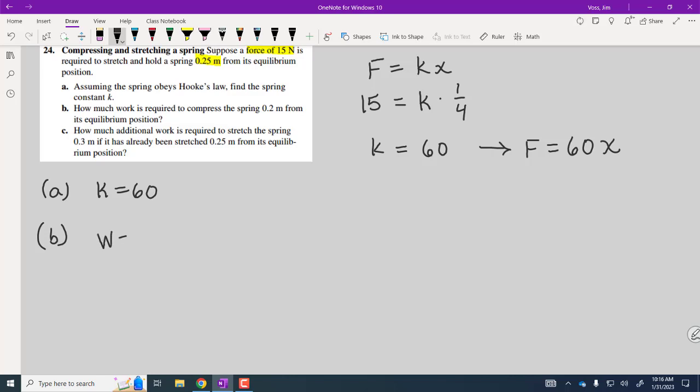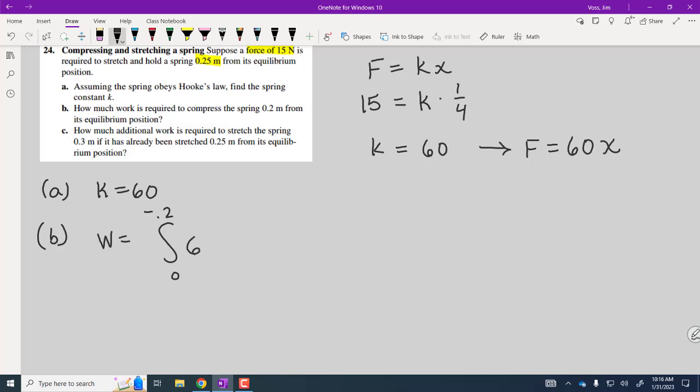So work equals, we're starting at equilibrium, and if we compress, that means the tip of the spring is going to end up a little bit more to the left. So it's going to end up at minus 0.2 meters. And again, if we did a stretch instead of a compress, we get the same answer. If we put 0.2 instead of minus 0.2, that's totally fine. That would give us the same answer.